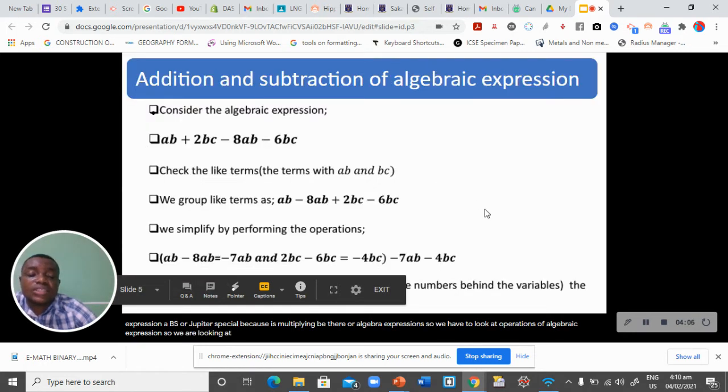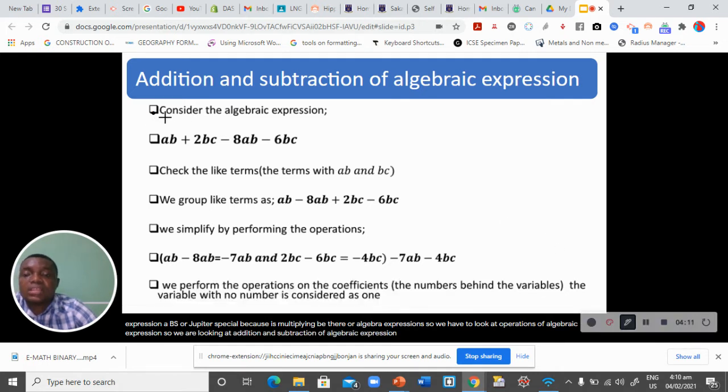We are looking at addition and subtraction of algebraic expressions. Let us consider this expression: AB plus 2BC minus 8AB minus 6BC. We are given this to simplify. To simplify this, we check the like terms. The like terms are the variables which are the same. So we look for the likeness of AB and BC.